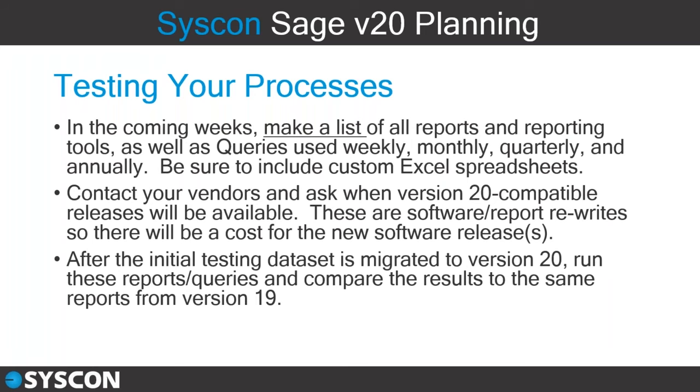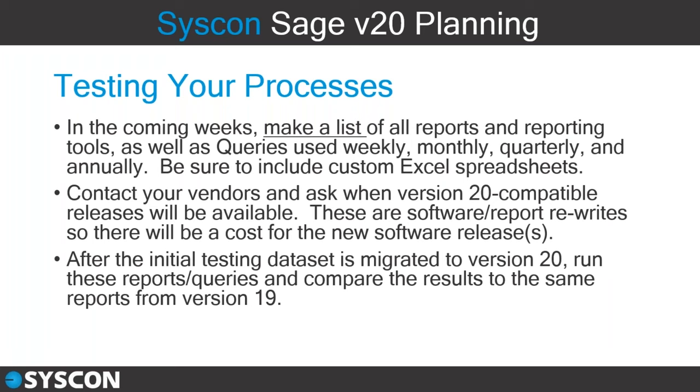After the initial testing data set is migrated, going back to what Chris and Jim were talking about, you install version 20, you take a current data set, you migrate it over to version 20, and now you're going to do some testing. And meanwhile, you and everyone else continue your day-to-day work in version 19. Okay, so now I turn to my little testing data set that I just migrated. After the initial data set has been migrated, you are going to run all those reports that are on your list and then compare the results with what you did in version 19. So great example.